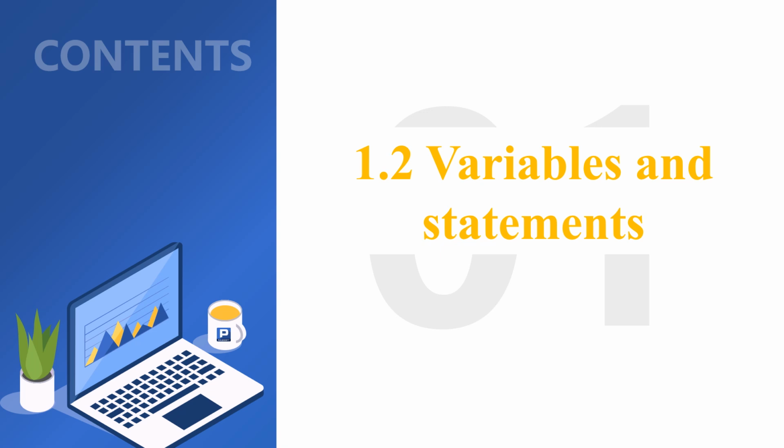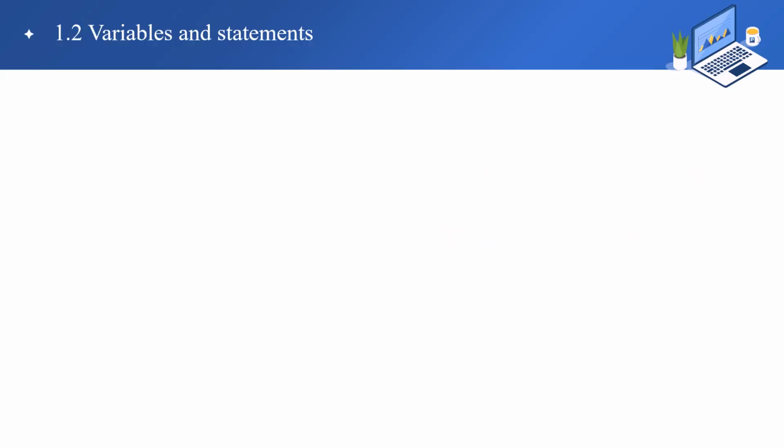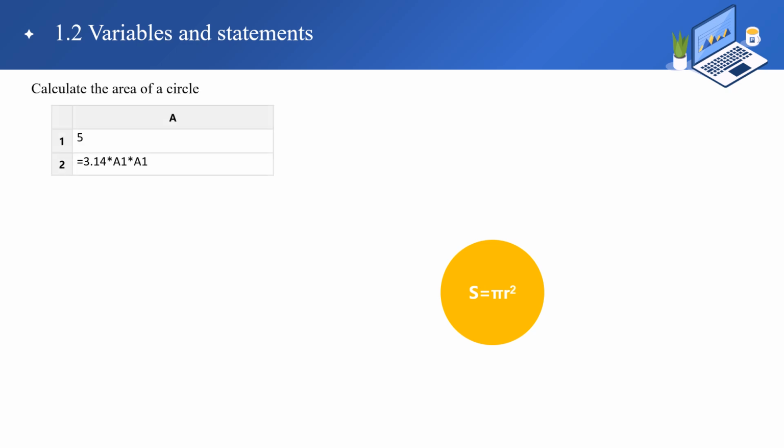Section 2. Variables and statements. We know that the area of a circle, S, is equal to pi times the radius of the circle squared. Now we write a piece of code to calculate the area of a circle with the specified radius. Here we take 3.14 as the value of pi. Execute the code and view A2's value, which is the area of a circle whose radius is 5.